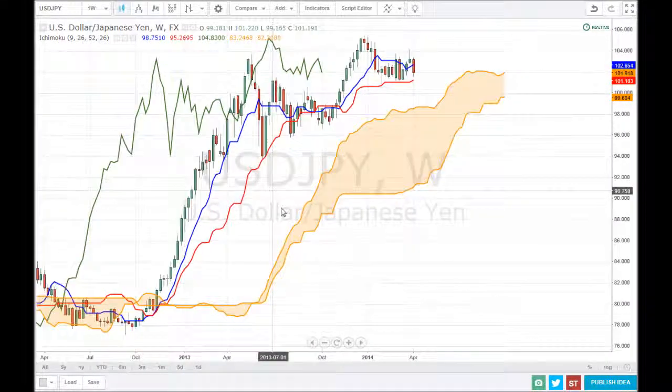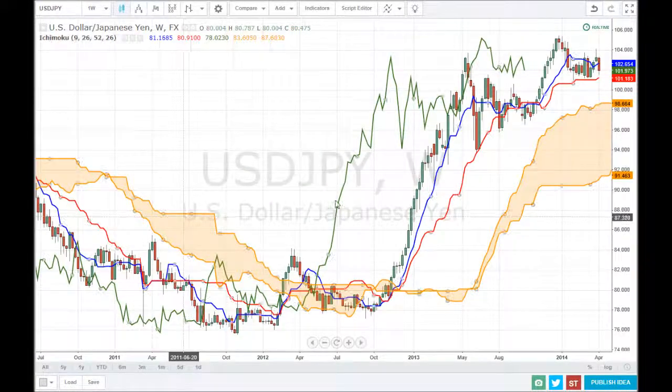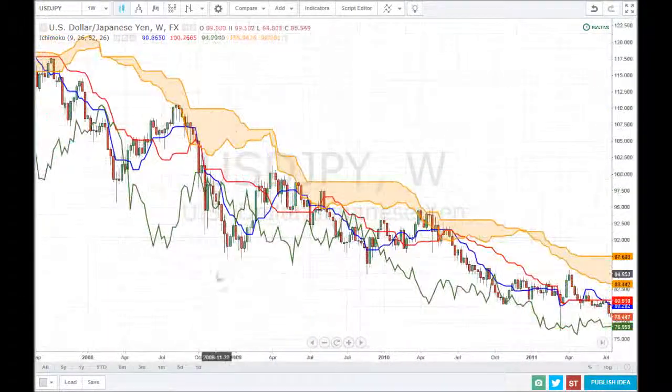So as price is now uptrending, this first line acts as first support, this second line acts as second support. So it's as easy as that, not as complicated as it looks.